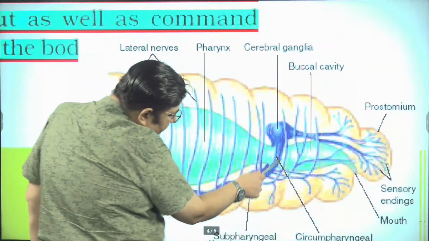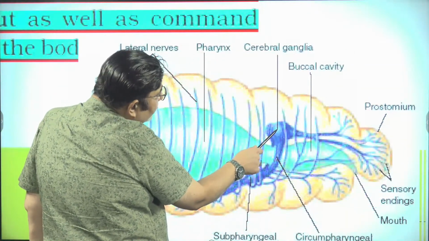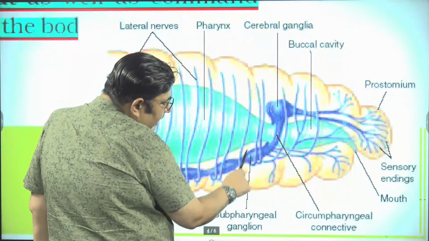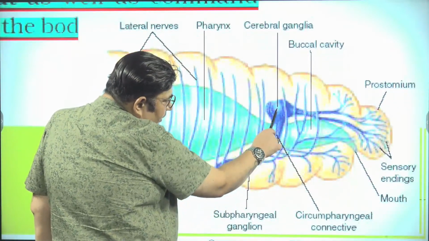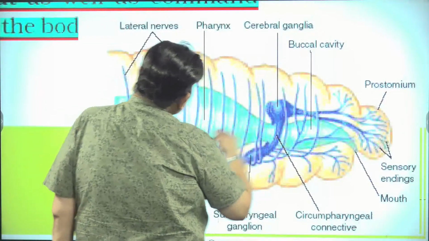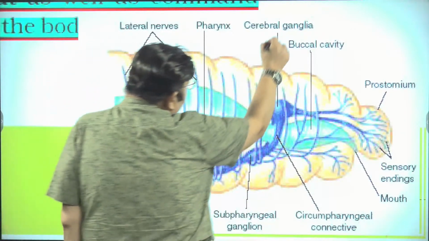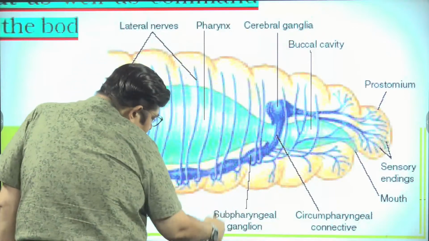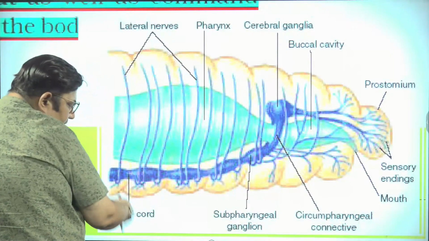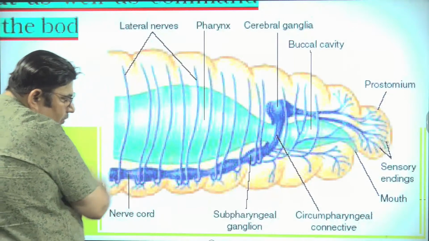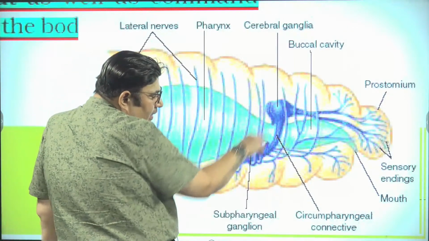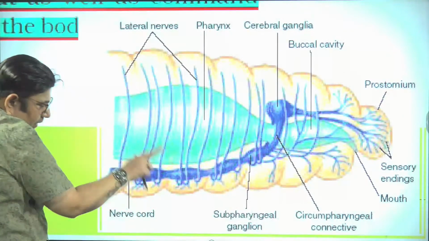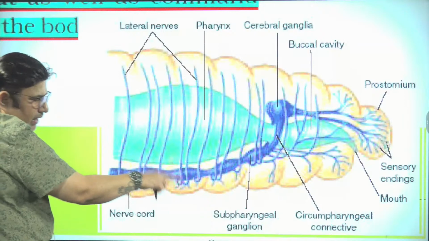And this is the pharynx region, and this is the suprapharyngeal, also called cerebral ganglia, and this one is the subpharyngeal ganglia. The suprapharyngeal lies in the third segment, and this lies in the fourth, and then the fifth, sixth, seventh, going like that. So this is the nerve ring, and this is the nerve cord. The nerve cord is ventral, double ventral and solid.